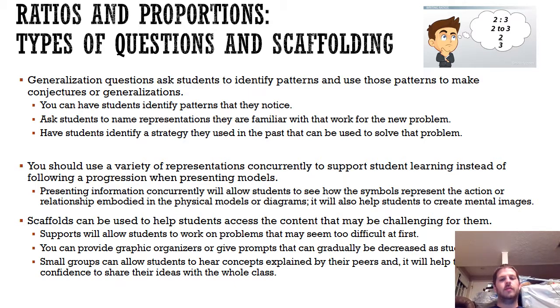Scaffolds can be used to help students access the content that may be challenging for them. Supports will allow students to work on problems that may seem difficult at first. You can provide graphic organizers or give prompts that can gradually be decreased as students improve. Small groups can allow students to hear concepts explained by their peers, and it will allow them to build confidence to share their ideas with the whole class.